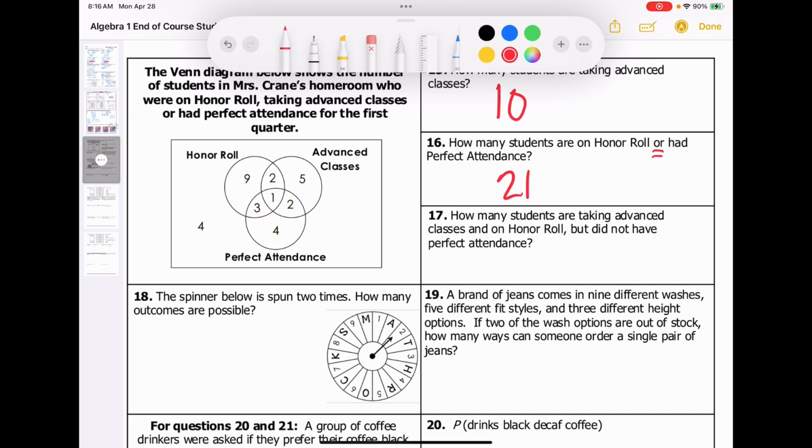And then 17, how many students are taking advanced classes and honor roll but did not have perfect attendance? So advanced classes and honor roll, and means that they have to do both. So I'm only looking at that overlapping section right there. But we don't want them to have perfect attendance. So here's my perfect attendance circle. So I can't count that 1. So that only leaves me with 2.